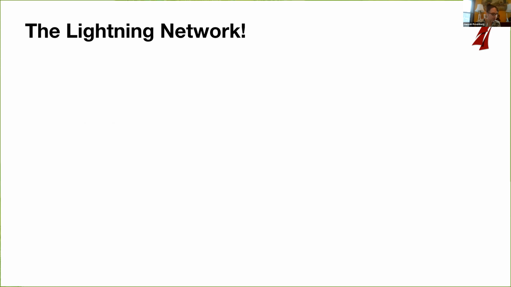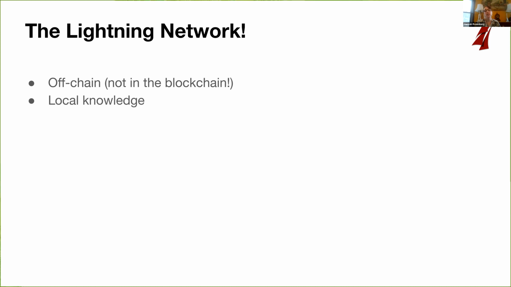This is why I will briefly introduce you to a concept called the Lightning Network, something I'm very obsessed with. It is a way to do transactions that are not on the blockchain. We call them off-chain. They're what we call a second layer, and it requires only local knowledge, which is why I love it and why I think it helps with all 3 aspects of scaling.